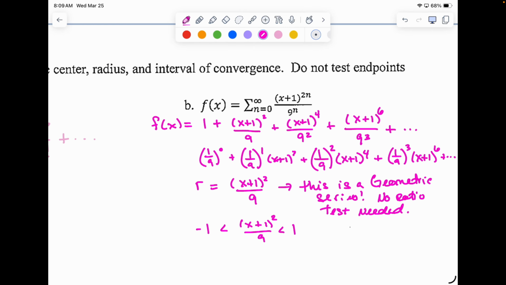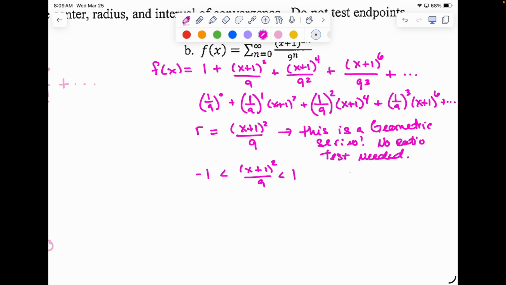We're on page 18 in the notes. So now I'm going to solve this, and once I've solved it, I'll be able to see my interval of convergence and my radius of convergence. So multiply everything by 9.